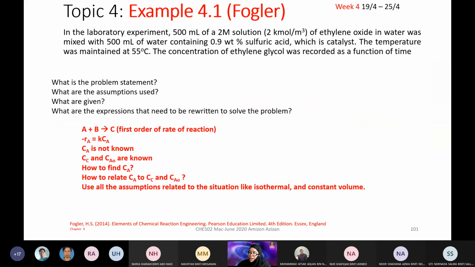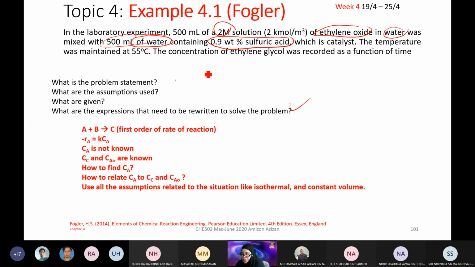So the question would be, we have 2 molar of ethylene oxide in water mixed with 500 milliliter of water containing 0.9 weight% of sulfuric acid as catalyst. The temperature was maintained at 55. The concentration of ethylene glycol was recorded as a function of time. So I just made my own question, just to initiate your thinking, okay?